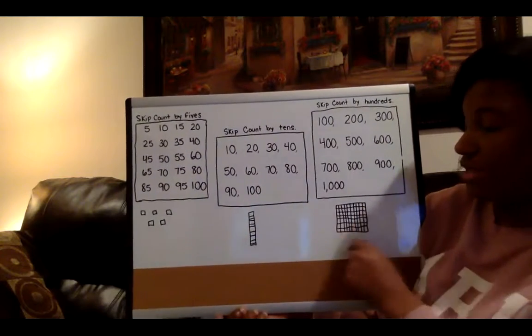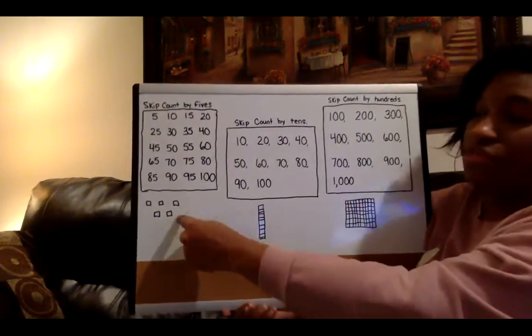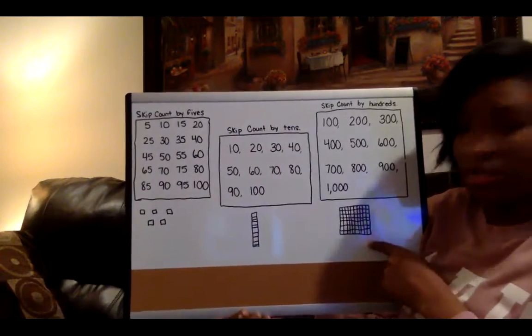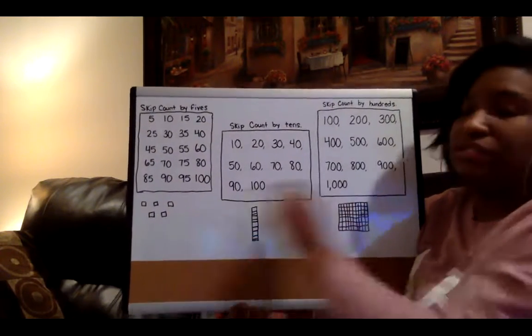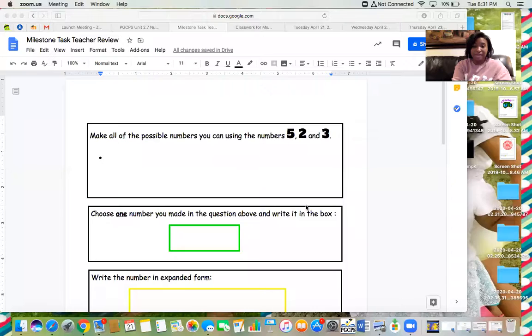And this shows a hundreds block. Notice it's just way bigger than the ones block. So when you draw 100, just draw a bigger square than what we see in the ones block. Great job counting. So today in math, like I said, we're going to continue working with patterns with our numbers. So I'm going to share my screen so that way I can go over the milestone task review with you all.